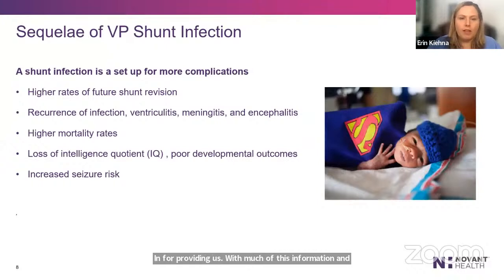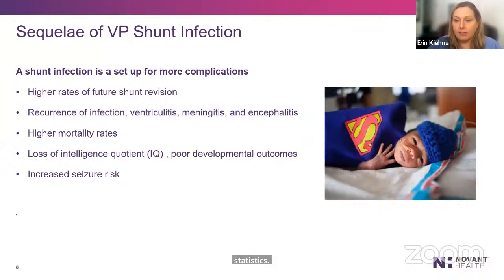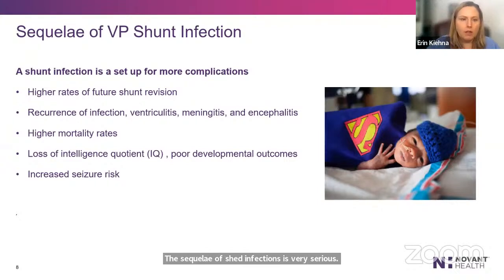The sequelae of shunt infections is very serious, in addition to the hospital burden and costs that I discussed earlier. One shunt infection sets you up for higher rates of future shunt revision. We've created an inflammatory milieu in the ventricles. We've created membrane scarring and webbing. Recurrence of infection, ventriculitis, meningitis, and encephalitis can happen. Higher mortality rates are associated with it due to that inflammatory cascade in the brain.